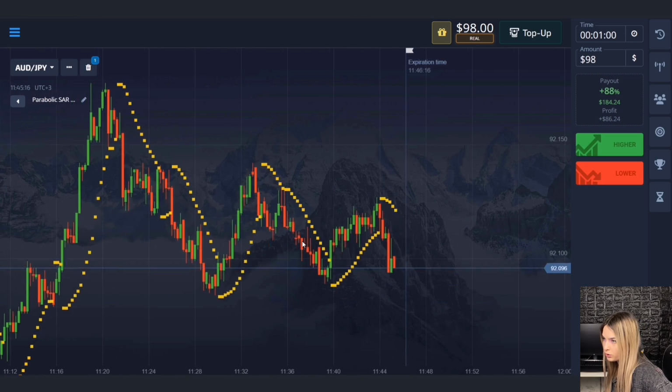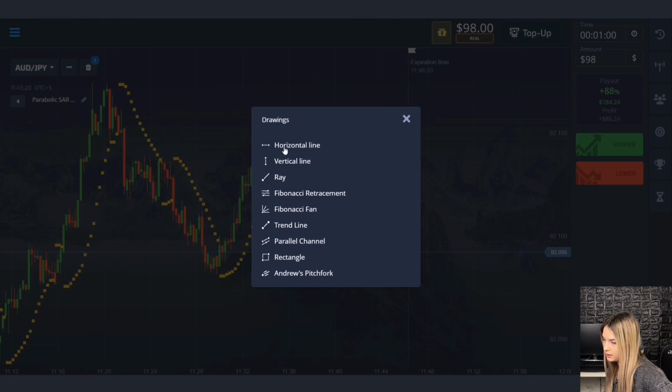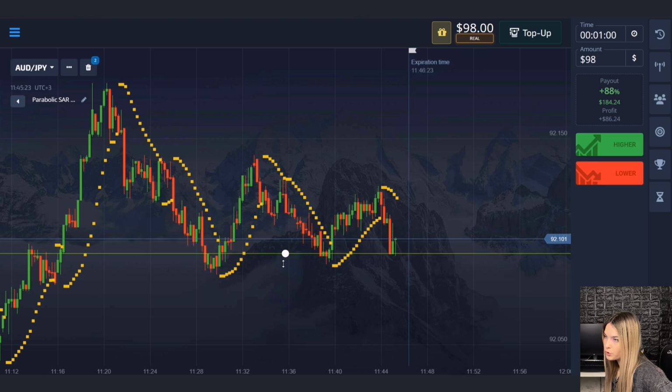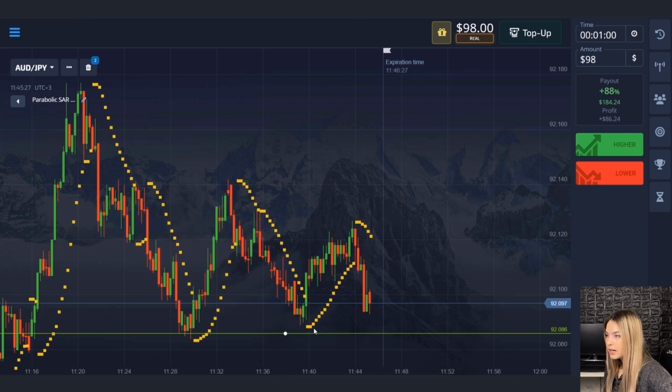Let's choose a horizontal line for this and put it on these lower values of these candles. This is an internal level of support. We see that the price is approaching this level. Here I propose to open a deal for 1 minute to go down.